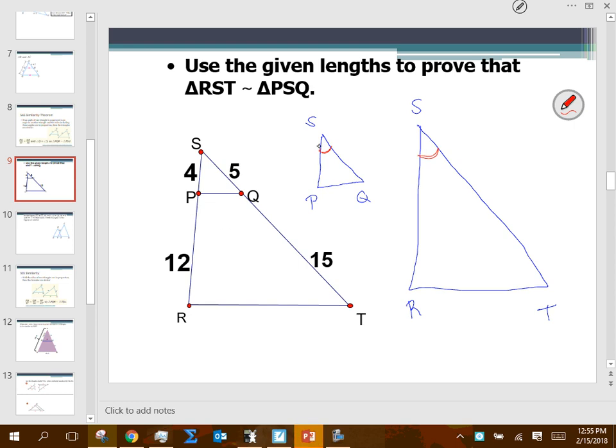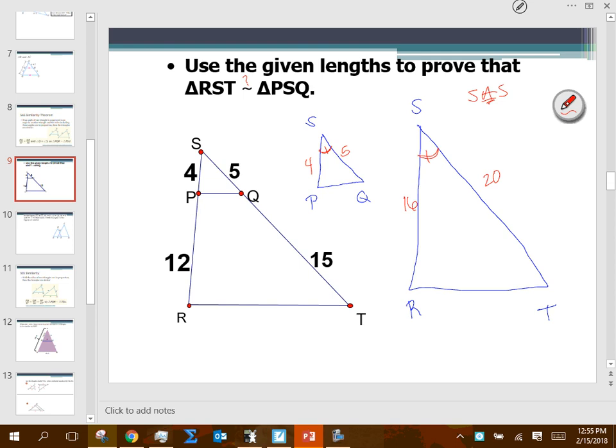Now, what is S to P's length? 4. What's SQ? 5. What's S to R? 16. Segment addition, right? What's S to T? 20. We are checking, are these similar? That's a question mark there. Well, we've got the angle in between, right? So we've got that taken care of.